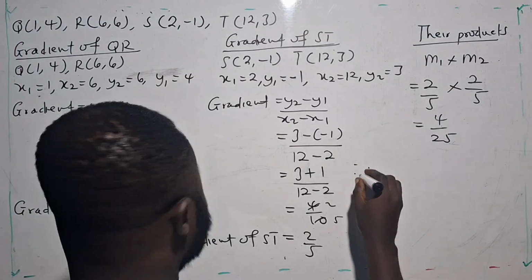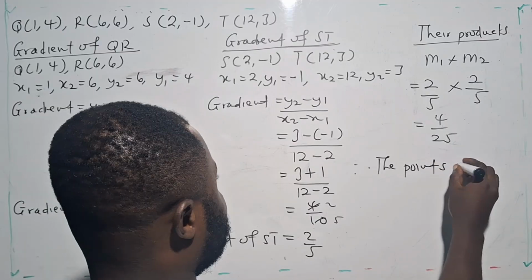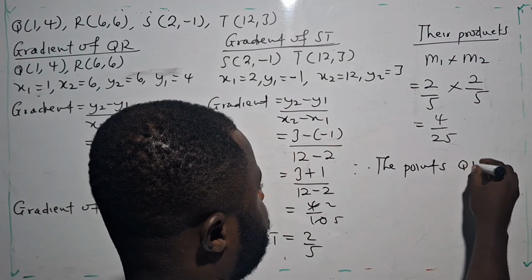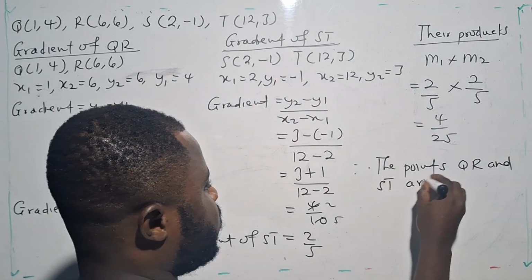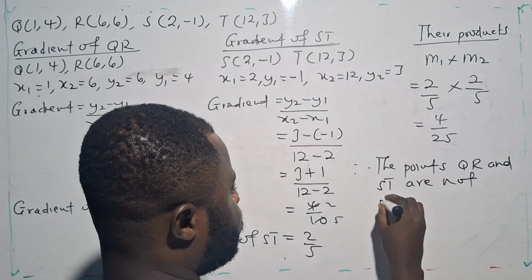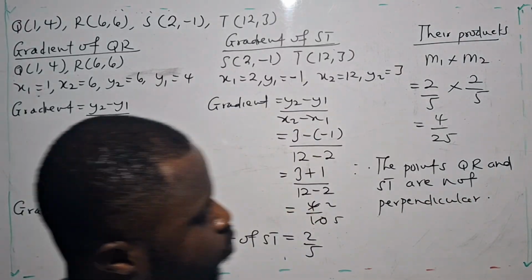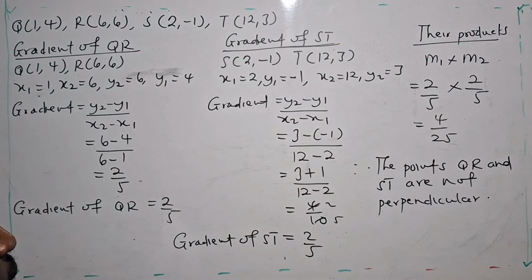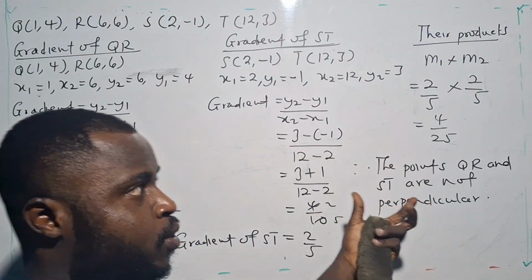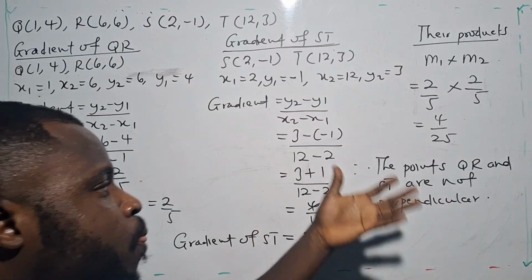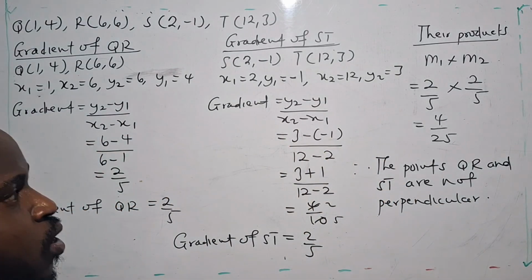So we conclude by saying the points Q, R, and ST are not perpendicular. They are not perpendicular, because they will be perpendicular if the product of their gradients is negative 1. So these 2 are not perpendicular.